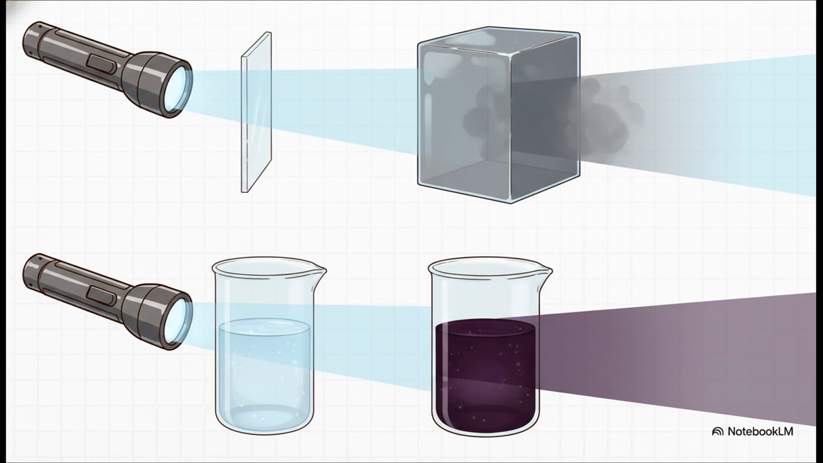Then we have Beer's law, which states that the transmitted light decreases exponentially as the concentration of the absorbing material increases. Imagine shining that same flashlight through a glass of water, and then slowly adding drops of dark food coloring. The more concentrated the dye, the less light gets through. Together, the Beer-Lambert law is the universal foundation connecting absorbance to concentration.